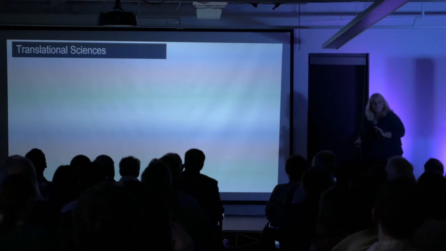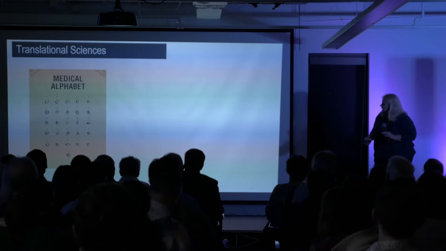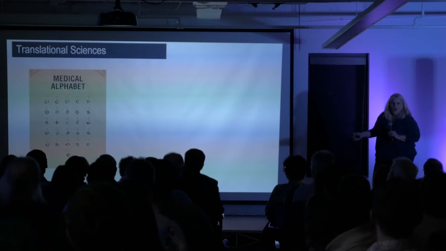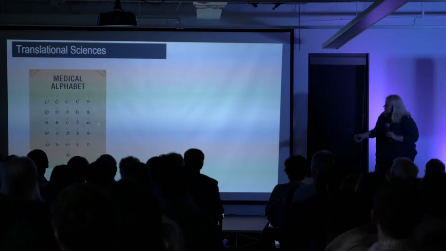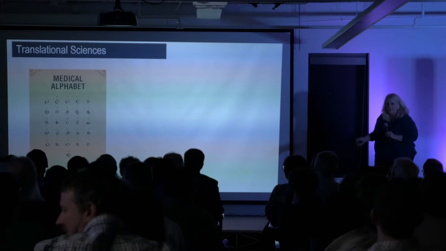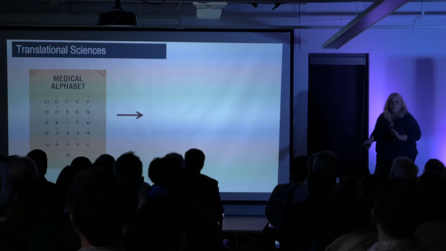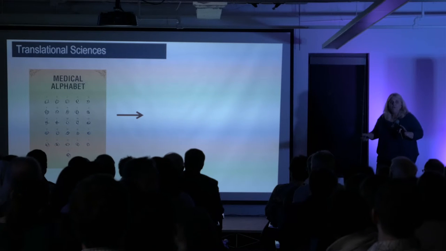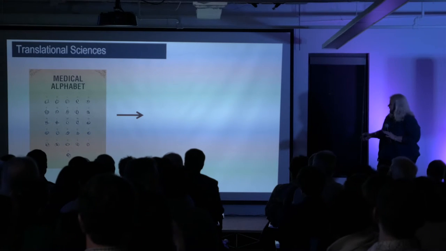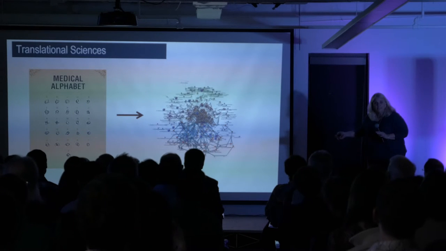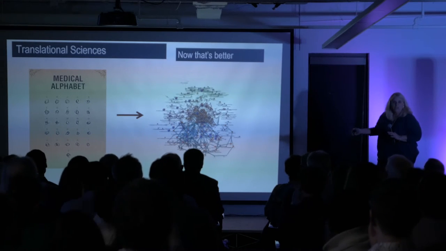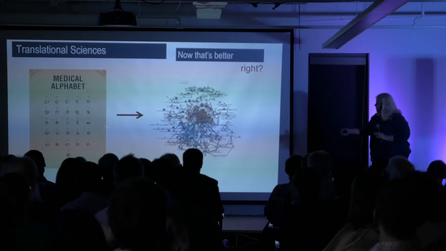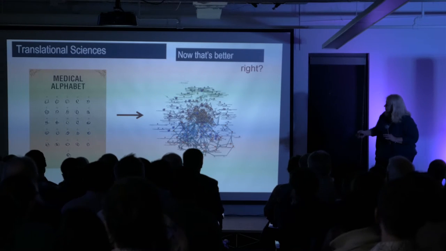So what we do in general, we can sum up as translational sciences. We work with medical doctors, and they have this really nice medical alphabet, and they tell us about all of their problems, and then we decipher what they're trying to tell us. And then we use our metabolomics technologies, and we can learn all about the metabolites and how that perturbs your biochemical pathways. And we come up next with pictures that look like this. We think that's a lot better, because we're really getting a lot more information out of this picture compared to this one. And we do this by talking to medical doctors.